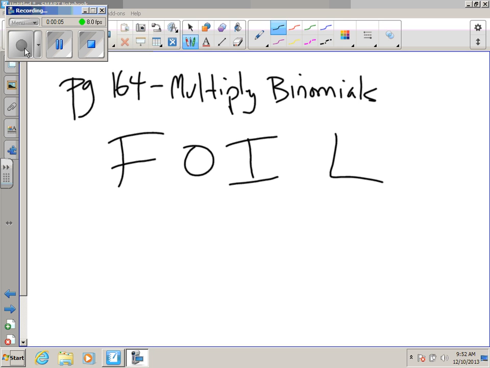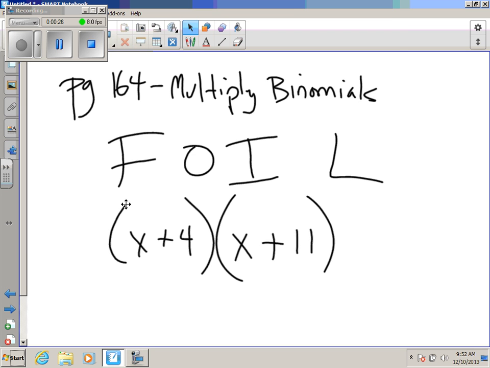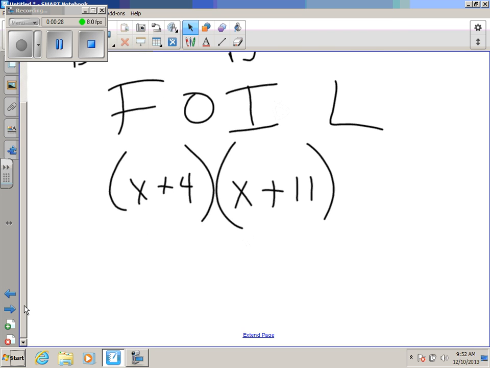Multiply binomials, page 164. You can use the distributive property to multiply two binomials, like x plus 4 and x plus 11. Okay. Binomial, because they're made up of how many monomials each of them? 2. Okay.